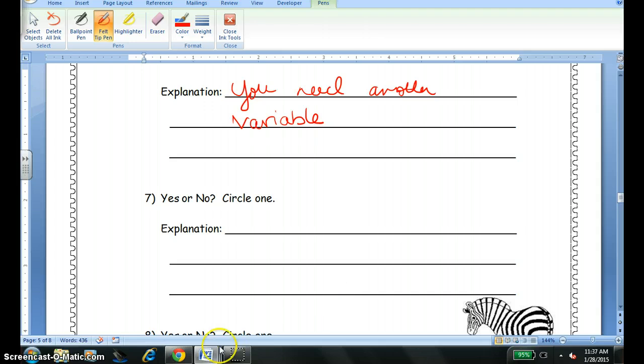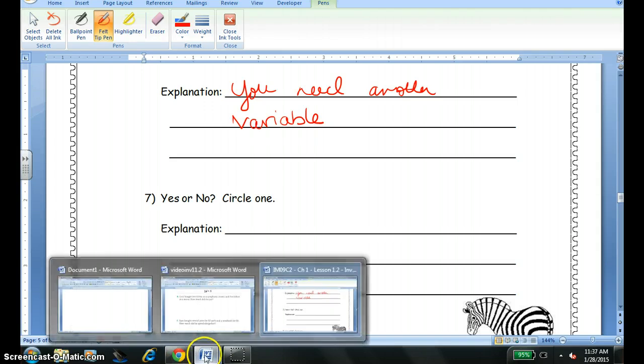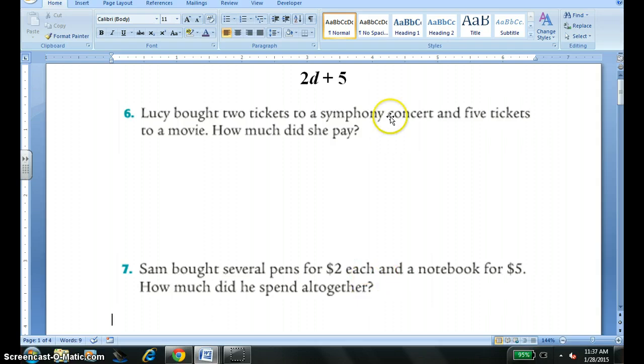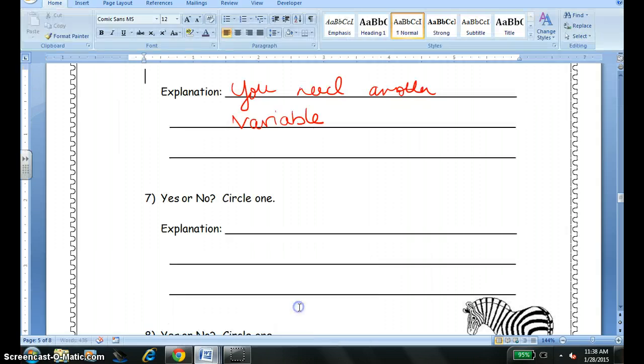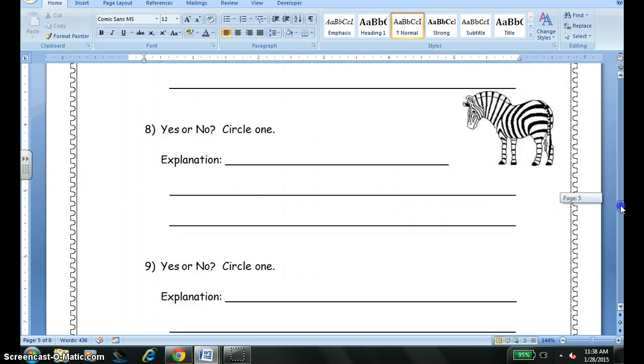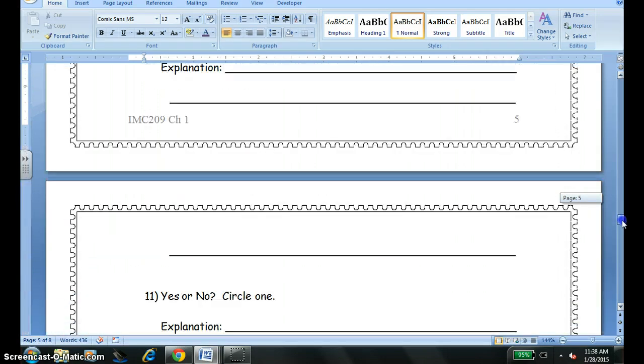Alright, so then I look at number 7, and I'm just going to look at it again, but I'm not going to give you the answer. So if I looked at 7, it's the same expression, 2D plus 5. And now I'm looking at this one. Sam bought several pens for $2 each and a notebook for $5. How much did he spend altogether? So you're going to decide, does this expression match it? If I said to you, write an expression that matches this situation, would this be the one? And if it is, you're going to go to your investigation, you're going to circle yes, and you're going to explain why. So that's numbers 6, 7, 8, 9, and 10. And 11.